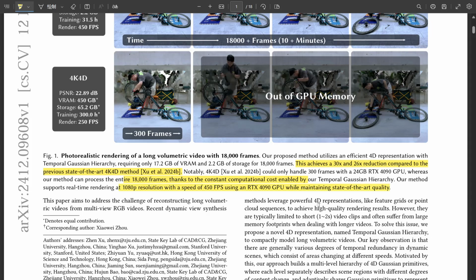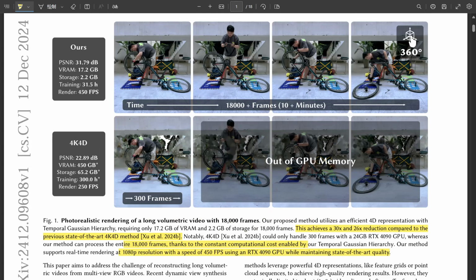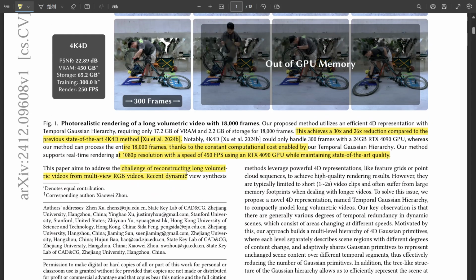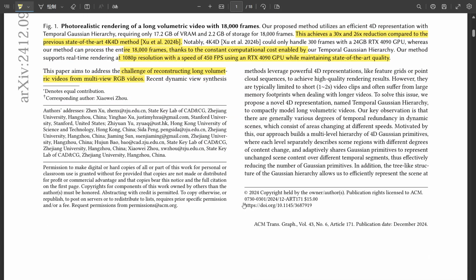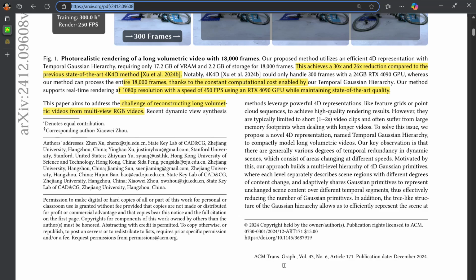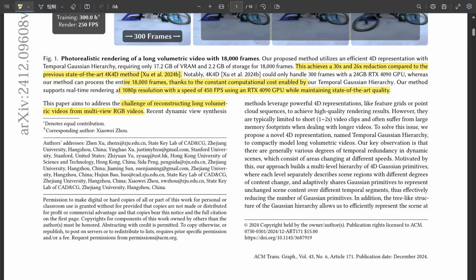Well, the traditional systems have been around for a while, but they were pretty clunky. Tons of cameras, bulky setups, expensive, not exactly user-friendly. But then neural rendering came along. AI to the rescue, reconstructing scenes from multi-view videos. So that made things a bit more accessible.